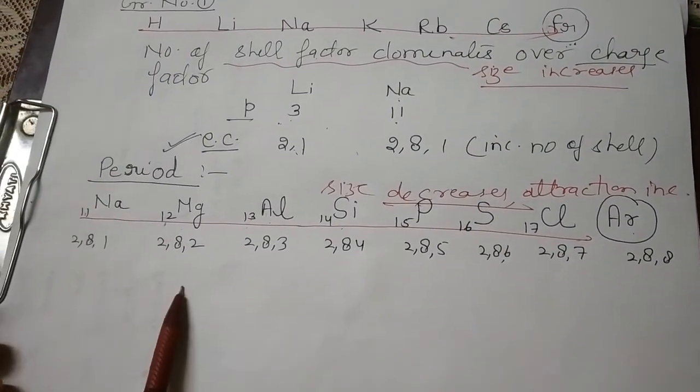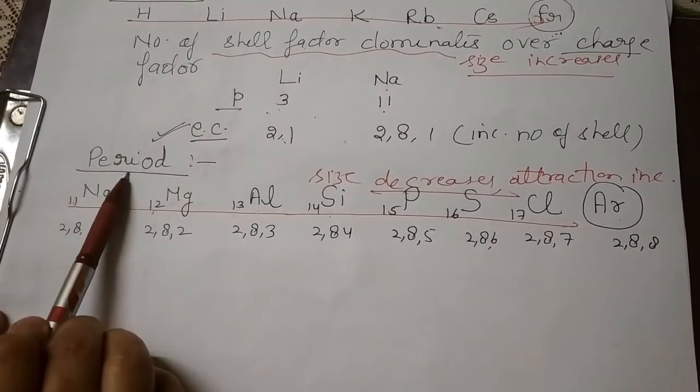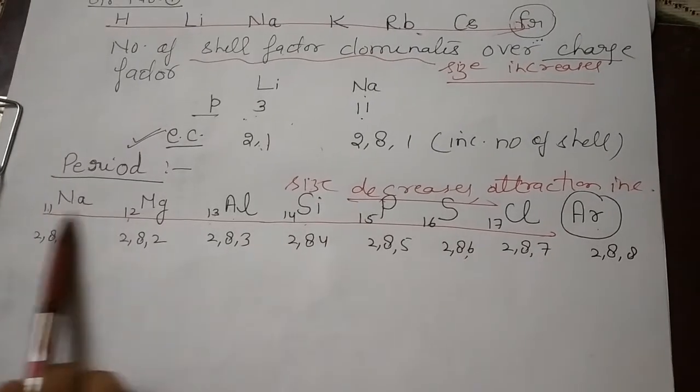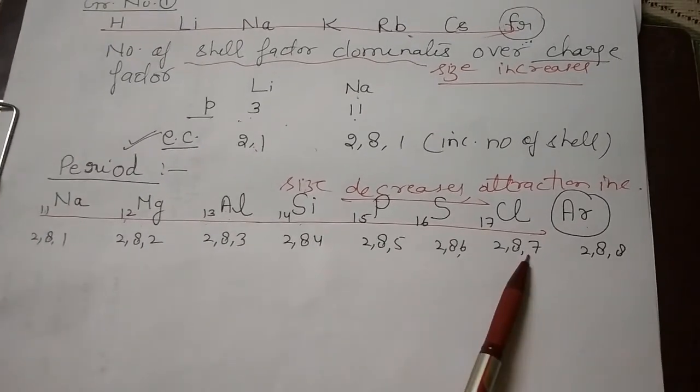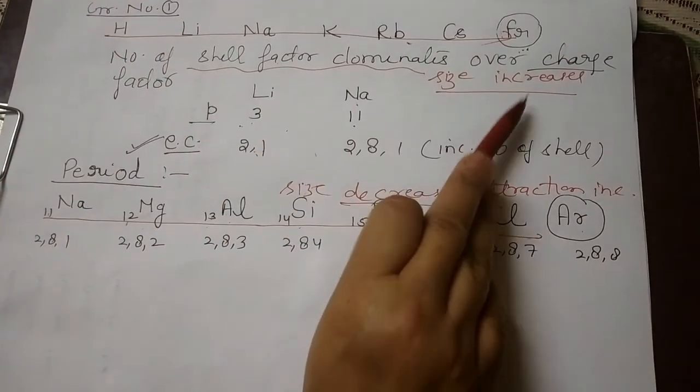That means in general, what is the generalized concept, children? Across a period, moving from left to right, size decreases. Down the group, size always increases.